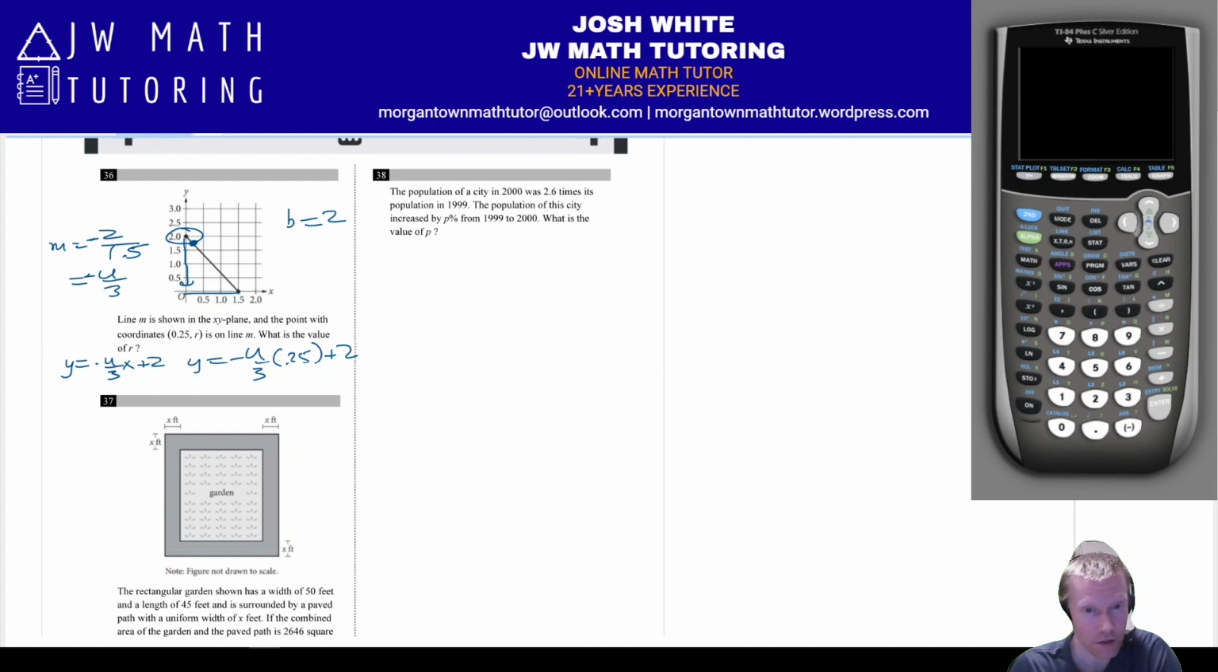And so it's going to be basically negative 1.25 is just 1/4. So if you multiply this through, it's like negative 4/3 times 1/4. The fours cancel. It's negative 1/3 plus 2, which is really 1 and 2/3.